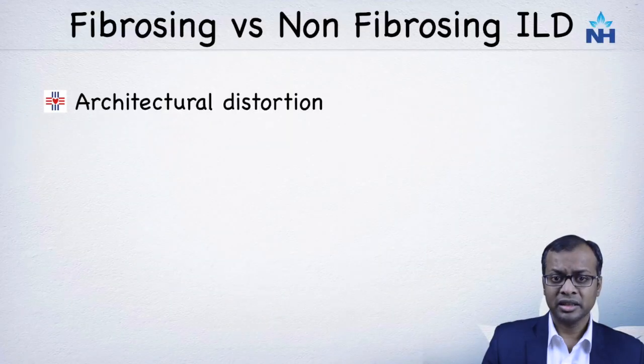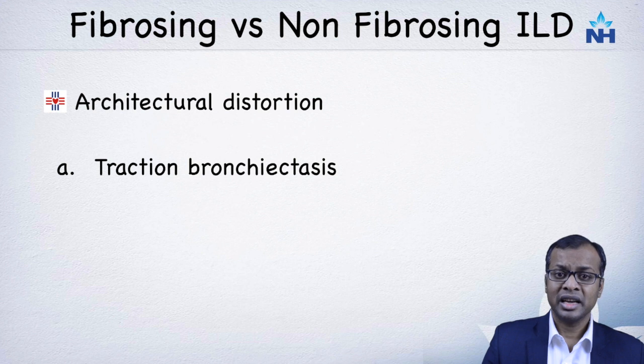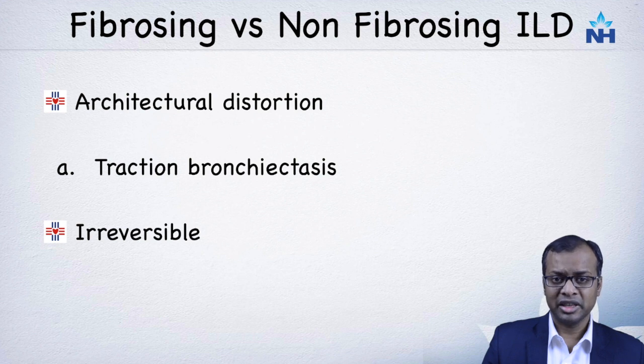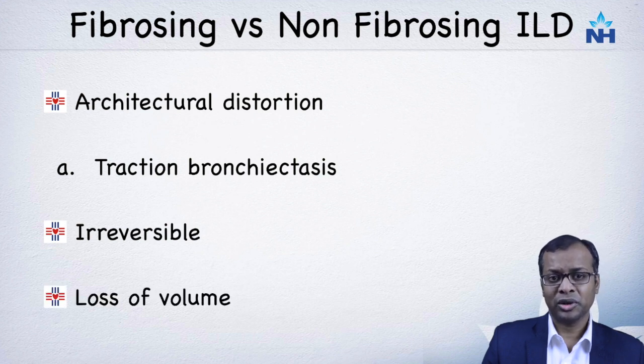On an HRCT, the most common or prominent feature of fibrosing interstitial lung disease is architectural distortion. This is basically seen as traction bronchiectasis, and it is irreversible in nature. So when you're looking at a HRCT scan, you're looking for traction bronchiectasis, you're looking for architectural distortion where the lung parenchyma is distorted, it's pulled apart from its normal anatomy, and you're looking for loss of volume. So when you see these parameters, you are sure that this is a fibrotic variety of interstitial lung disease.